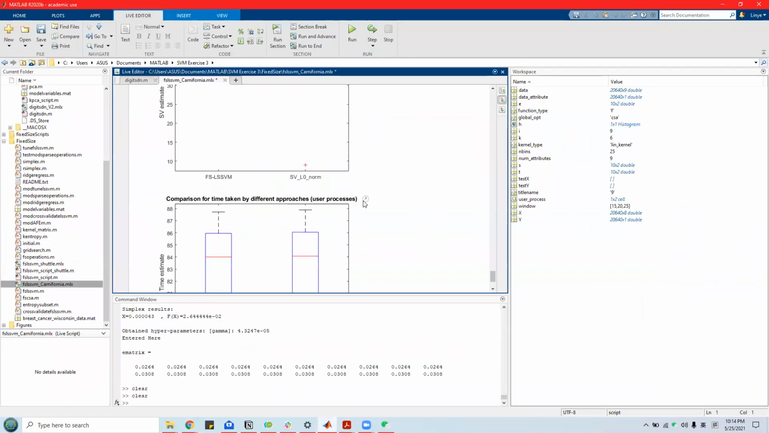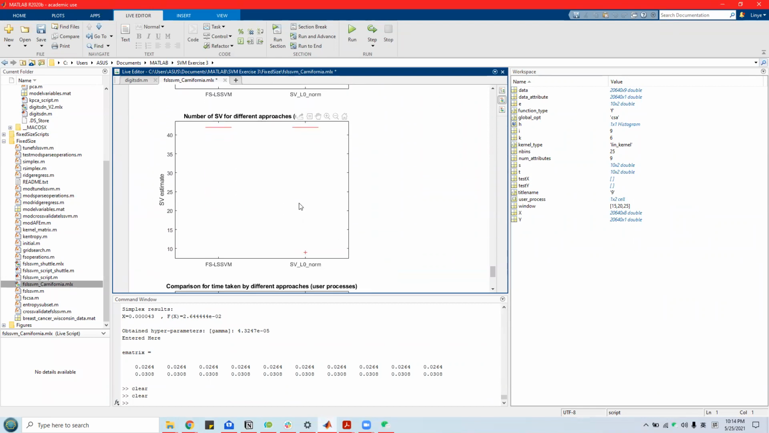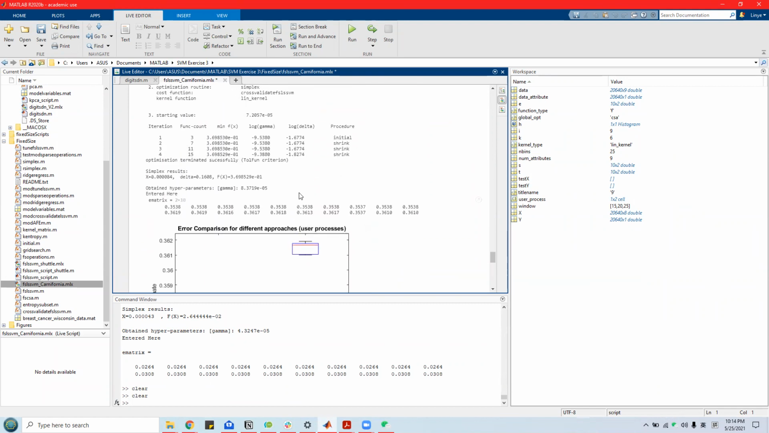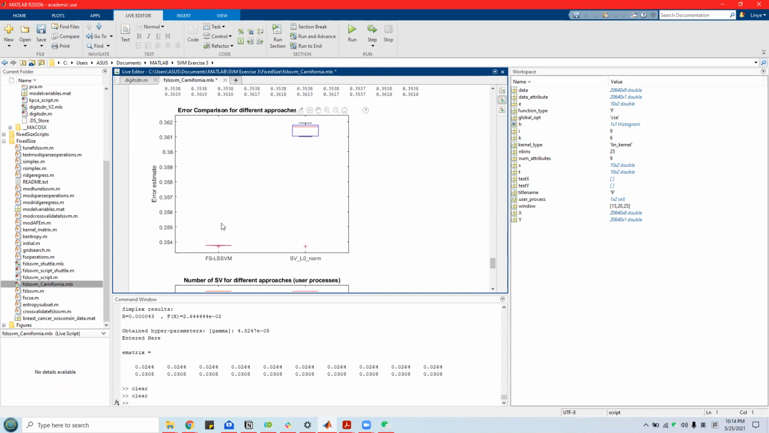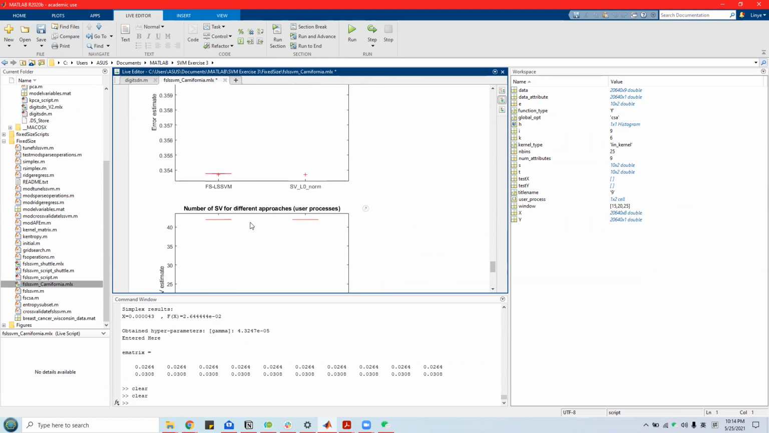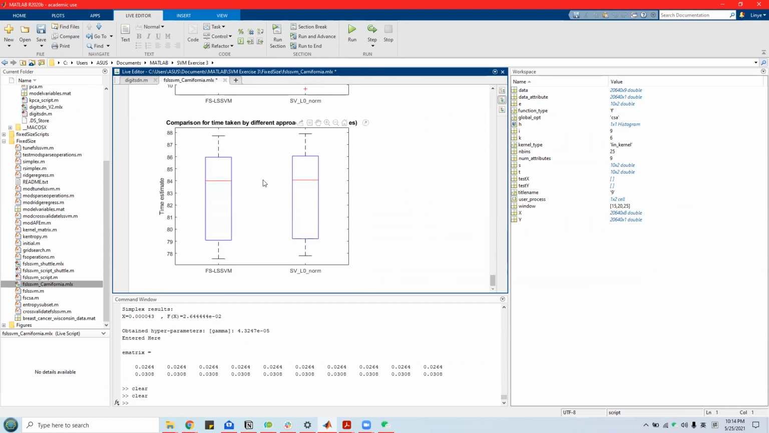Okay, so run it again with all the data. So this is my other run. Again, the error for LS-SVM is lower, and now I get the same number of support vectors again.